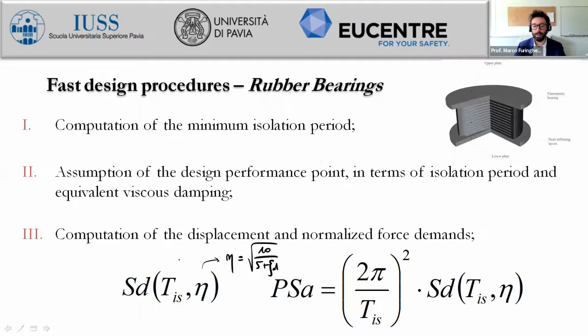And the same, according to the definition of the spectral displacement, we can get the pseudo acceleration coordinate just by multiplying the displacement demand times omega squared, which is 2 pi over the isolation period, squared.